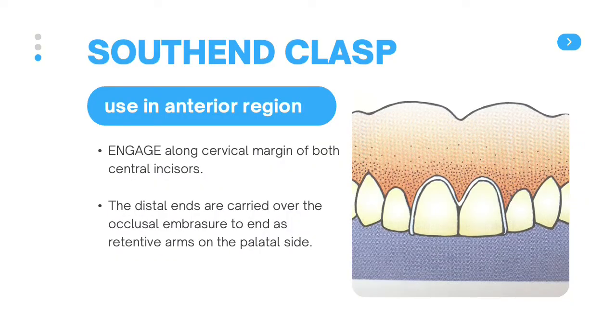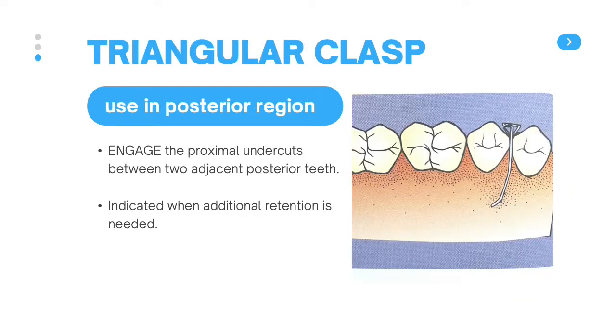Okay, this is the south end clasp. It is used in the anterior region, specifically the incisors. It engages along the cervical margin of both central incisors. The distal ends are carried over the occlusal embrasure to end as a retentive arm on the palatal side. The next one is the triangular clasp. It is called triangular because of the shape, and this is very difficult to fabricate and very rarely used clinically. It engages the proximal undercut between two adjacent posterior teeth, okay? And it is indicated when additional retention is needed.